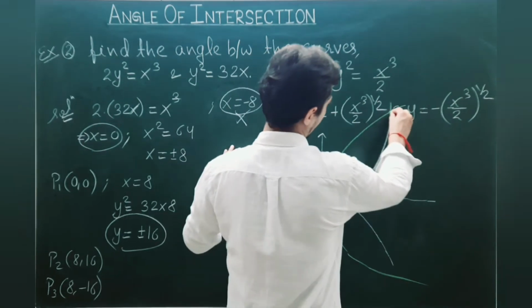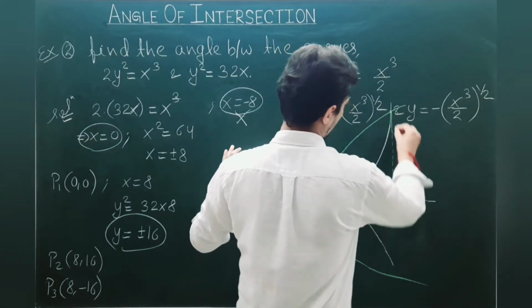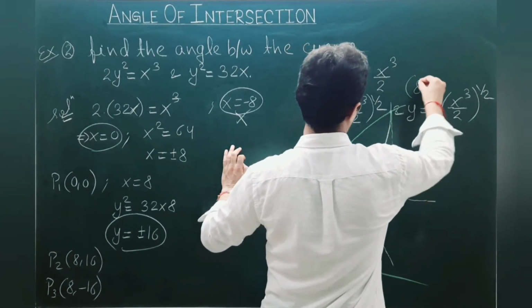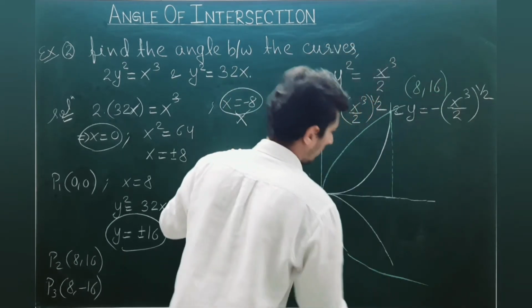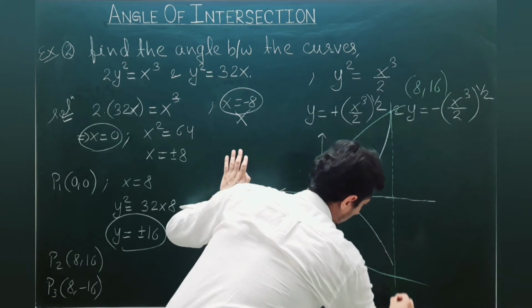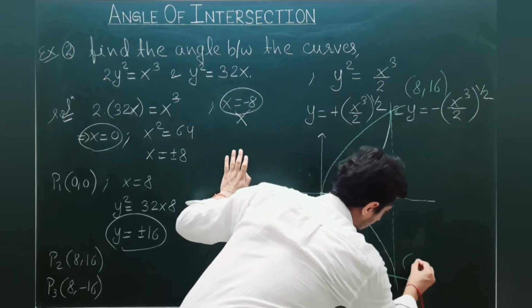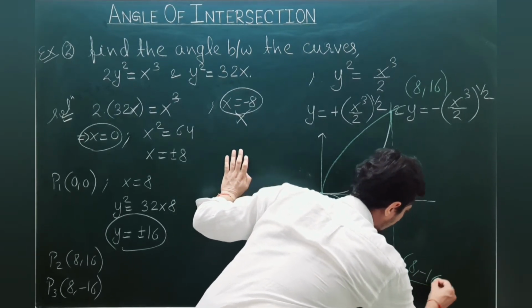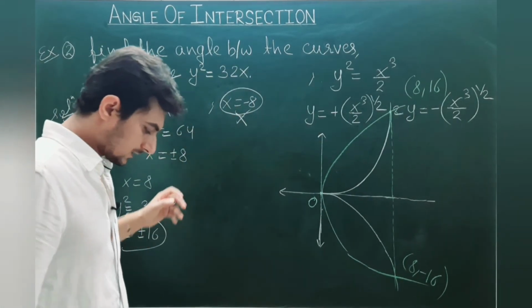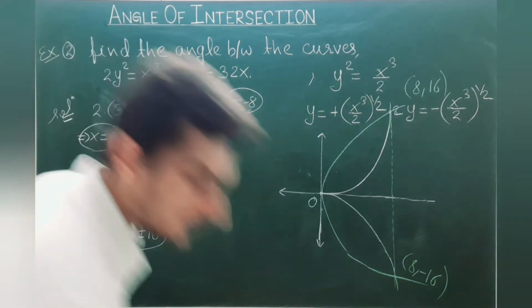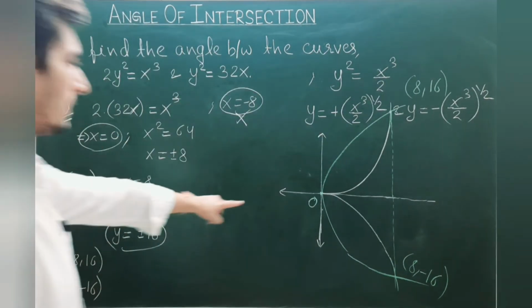This point, P2, which is (8, 16), and a similar point you will get over here, which is (8, -16). So let's now find out the angle between these curves at these three points.